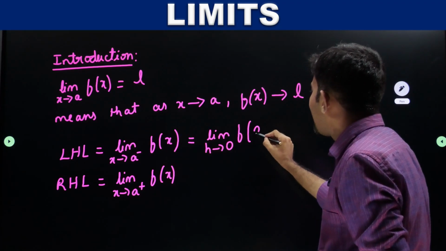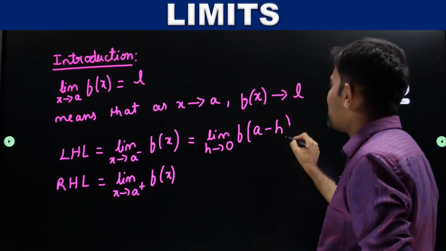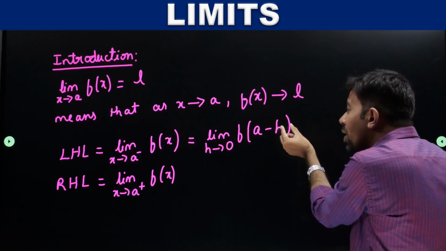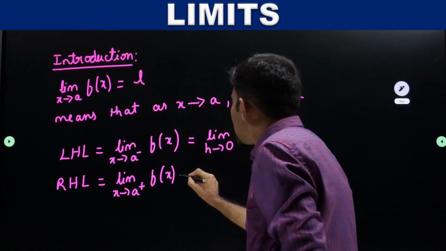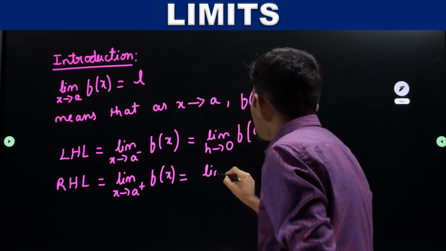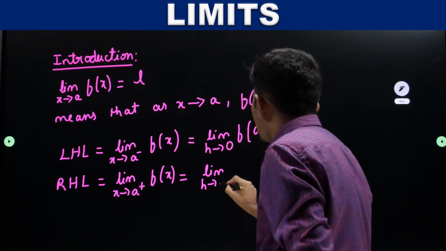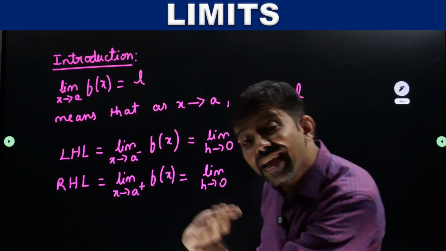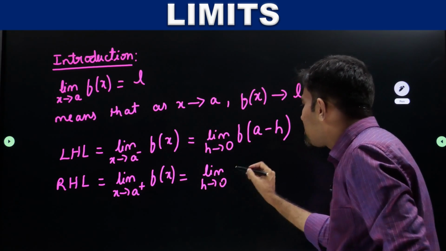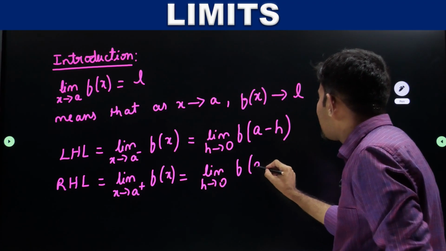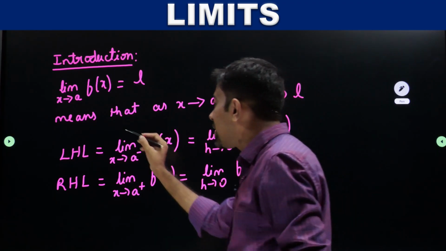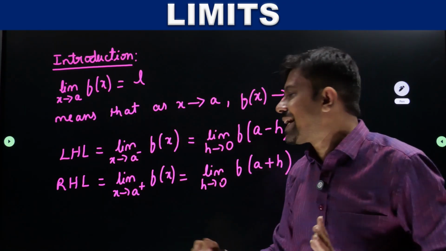So x tends to a minus means h tends to 0, put x as a minus h, where h is some small positive number. So 2 minus means 2 minus a small positive number. Okay. So limit h tends to 0 for this case. For right hand limit, x tends to a plus means the value of x is slightly greater than a. So put h tends to 0, x is a plus h. And limit exists only if left hand limit is equal to right hand limit.